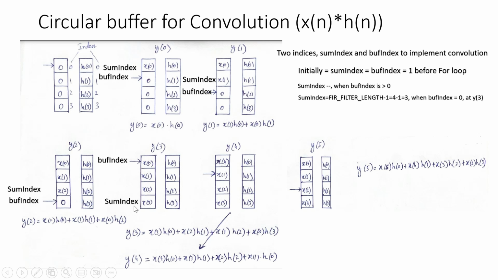But when our buffer index is at this point and we want to find the sum index, then we have to do something like this. If you can see here, where the buffer index is greater than 0, we will always decrease the sum index, and if this is not the case, then we have to get the sum index in this way. So when the buffer index is at 0, for example at this point, then at y equal to 3, our sum index will be the filter length 4 minus 1, which is equal to 3. So we will get our sum index at this value.